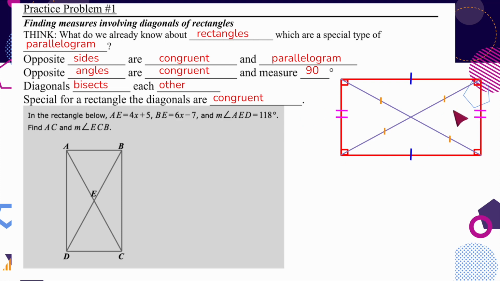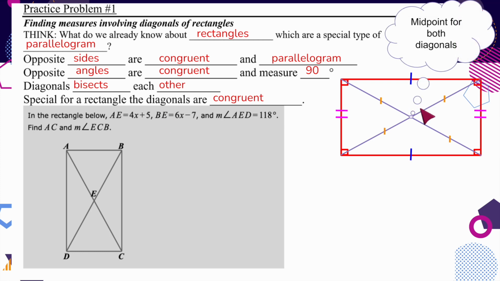Okay, so these are all the pieces of a rectangle, and we're going to use these to help us find some missing lengths here. We're going to go through, and first we're going to label our diagram. Little thought bubble: this is a midpoint for both diagonals, right? So remember to label your given information. It's much easier if you draw this and label it instead of trying to remember everything.